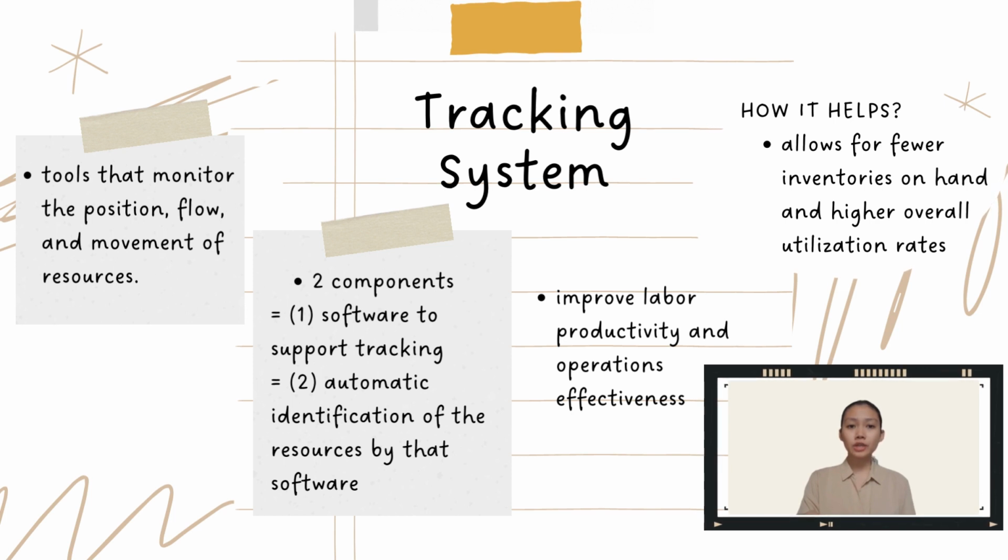Now, how can a tracking system improve process flows? A tracking system allows for fewer inventories on hand and higher overall utilization rates. Operation management strongly depends on technology such as tracking systems to improve operational excellence, reduce costs and waste, and improve cycle time. Besides, it helps to improve labor productivity and operation effectiveness.